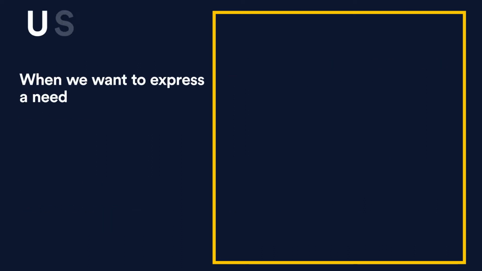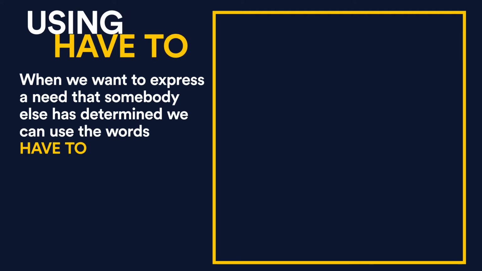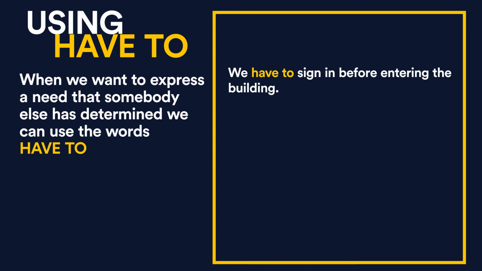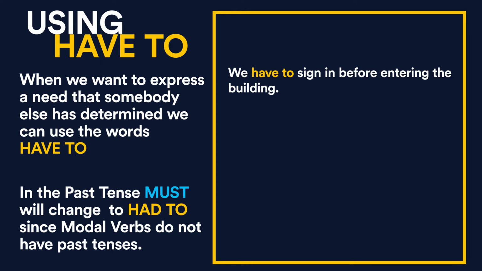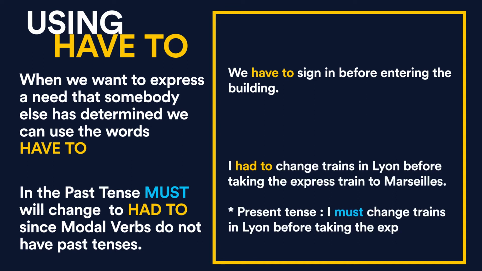When we want to express a need that somebody else has determined, we can use the words have to. For example, we have to sign in before entering the building. In the past tense, must will change to had to, since modal verbs do not have past tenses. For example, I had to change trains in Lyon before taking the express train to Marseille. In the present tense, I must change trains in Lyon before taking the express train to Marseille.